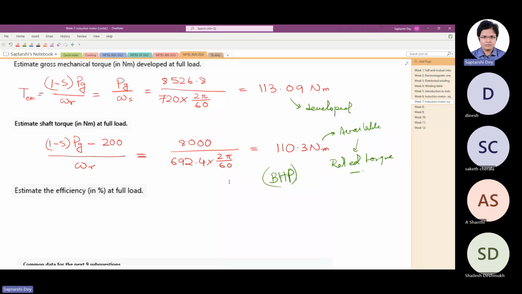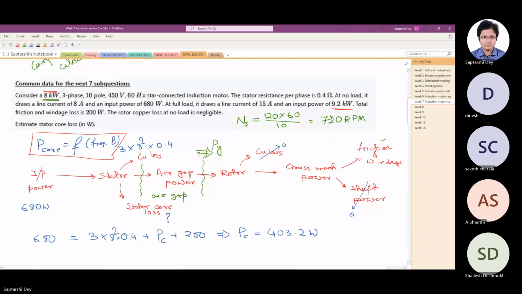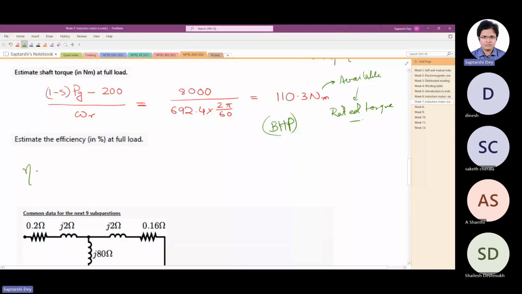Next part is estimate the efficiency at full load. So full load input power and output power are known. Output power is 8 kilowatt, input power is 9.2 kilowatt, times 100%. Okay, so tell me if there is a doubt here.